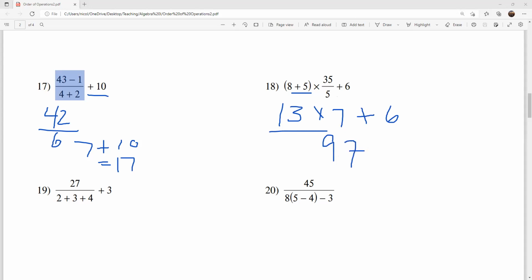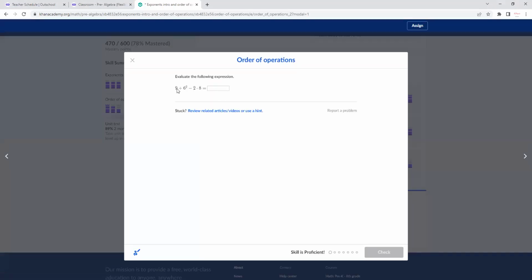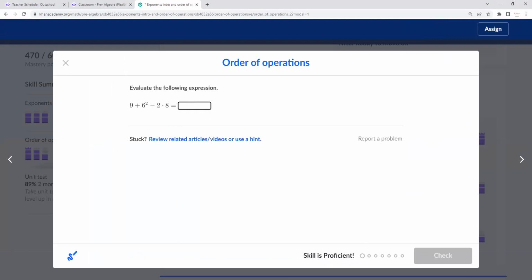So now let's switch back to Khan Academy. The good thing with Khan Academy is if you get these wrong, they'll show you step by step how to do it. Let's do the ones with exponents. Okay, so what comes first? Parentheses, there are none. Now let's do the exponents.